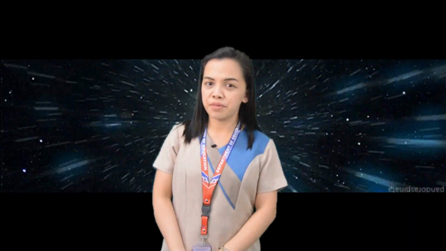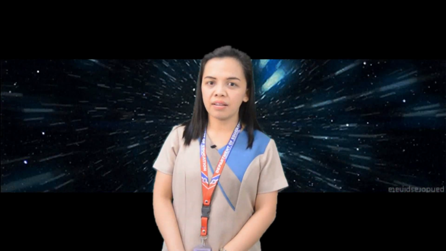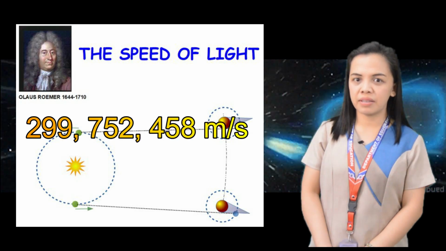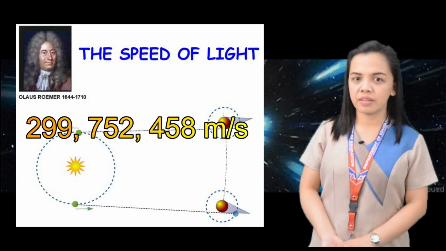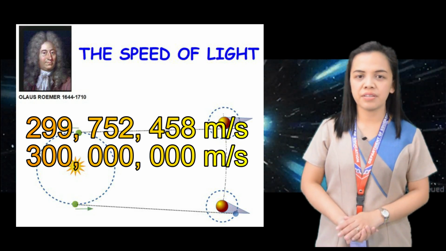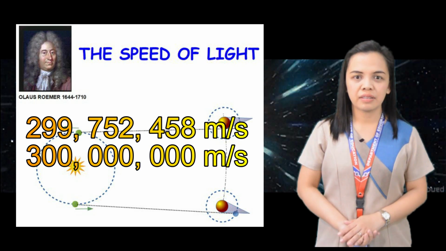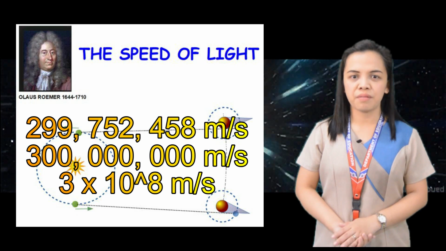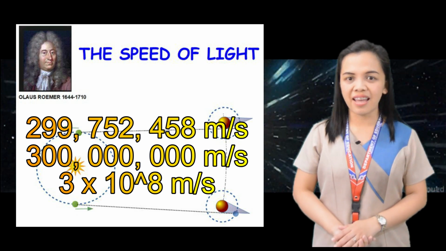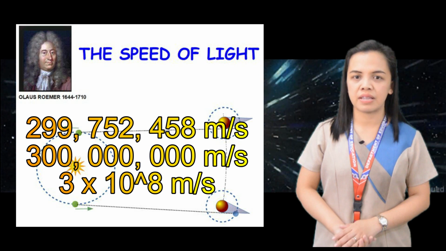How fast is the light moving? The speed of light was first calculated by the Danish astronomer named Ole Romer. According to him, the speed of light is about 299,752,458 meters per second, or approximately 300 million meters per second. We can also write it as 3 times 10 to the 8th power meters per second, and that is the speed of light in all wavelengths in a vacuum.